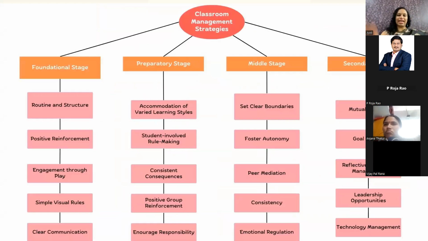Next, this is the entire all-stages classroom management strategies. Some of the classroom management strategies that you specified will fall under this somewhere, and we already discussed those. You can take a screenshot if you like, and we can move on. I hope everyone's done.